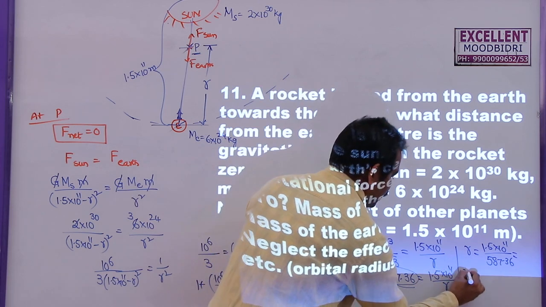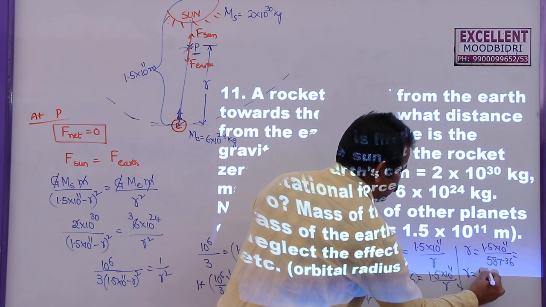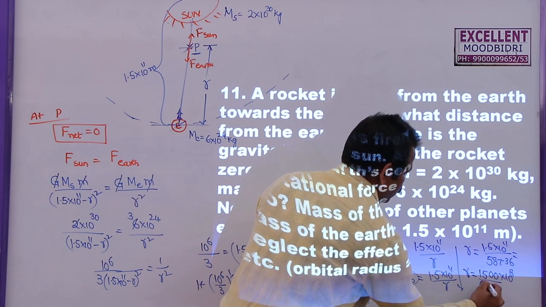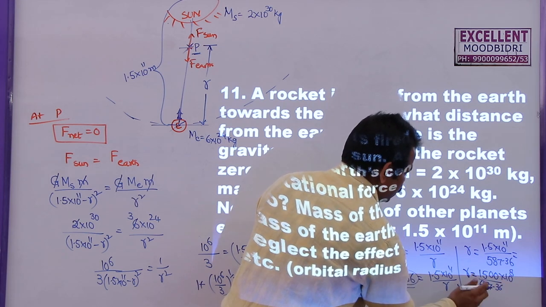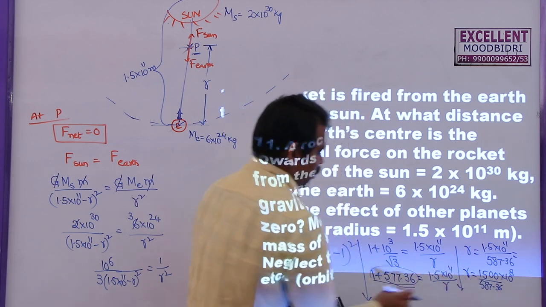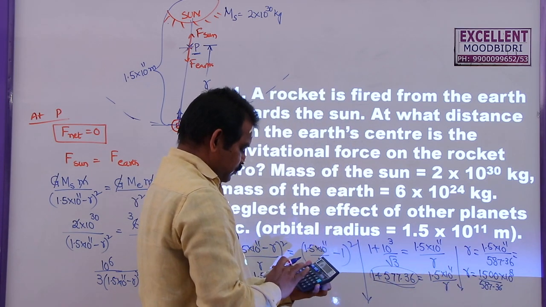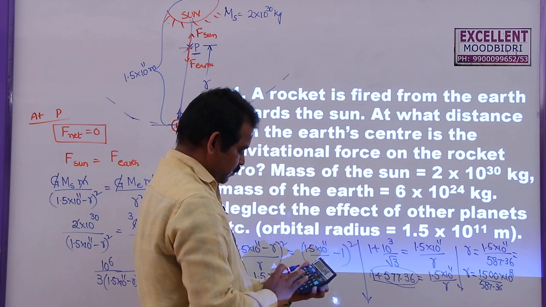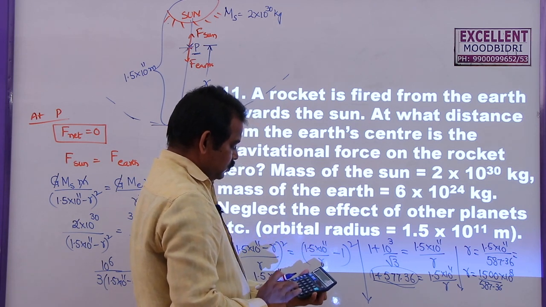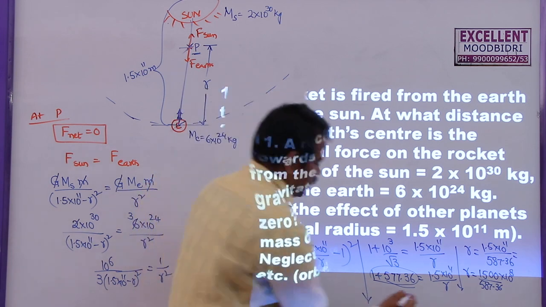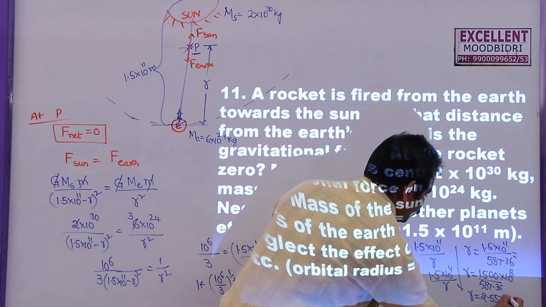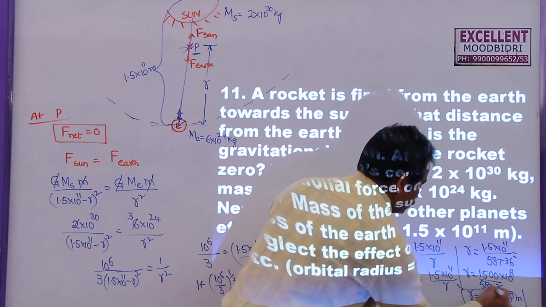So this r value will be 1500 × 10^8 by 587.36. Now you can write this as 1500 divided by 587.36, which is equal to 2.55. So r should be 2.55 × 10^8 meters from the surface of earth.